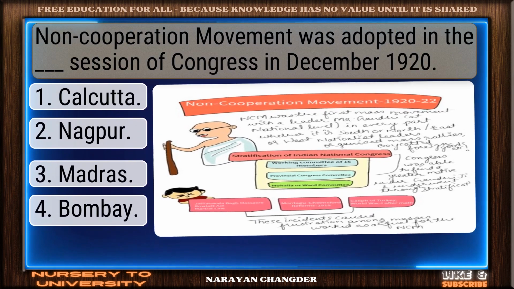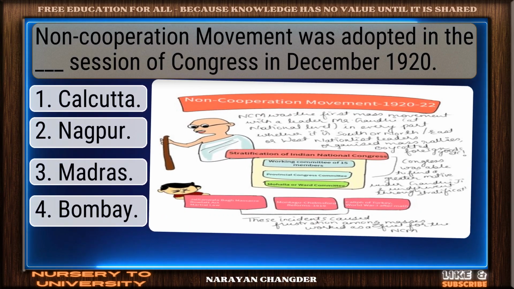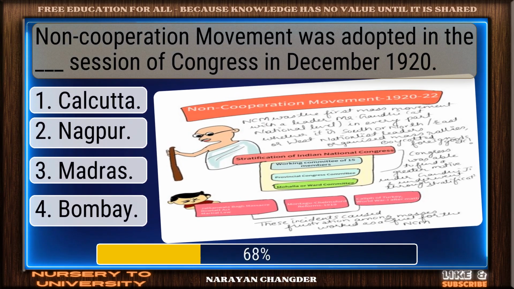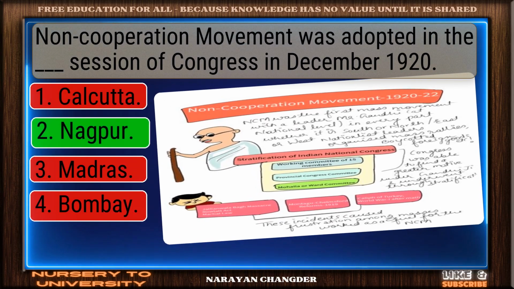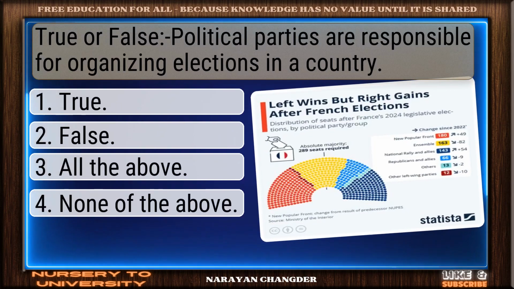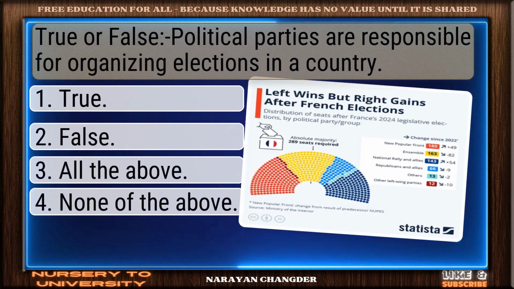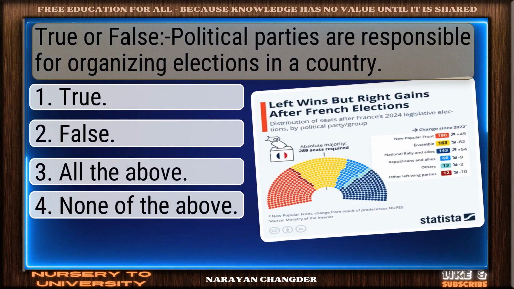Non-cooperation movement was adopted in the Nagpur session of Congress in December 1920. Good job. Nagpur works well. True or false? Political parties are responsible for organizing elections in a country.